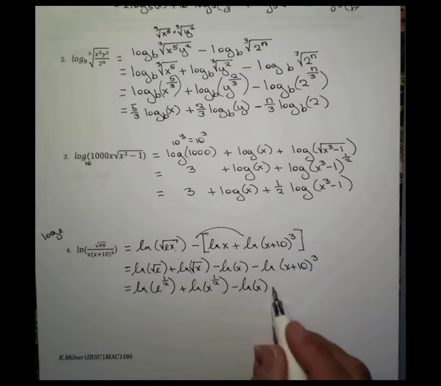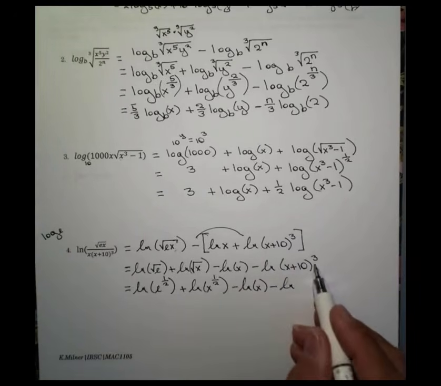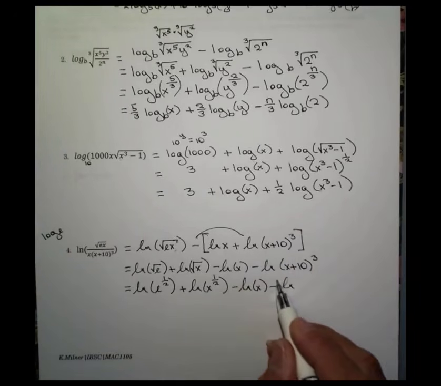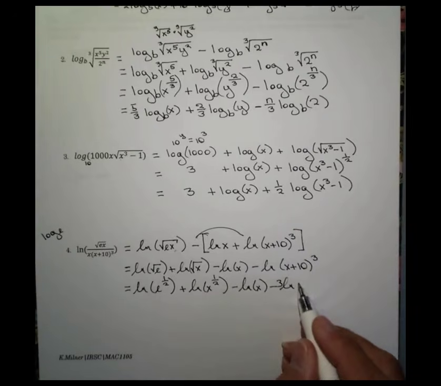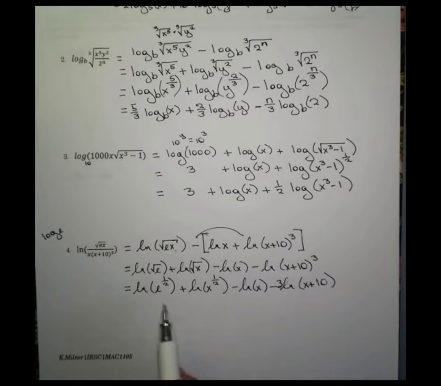And this one is going to be minus ln. And this one, I should have gone ahead there and said, let's take the 3 out front, right? And say it's ln now of x plus 10. 3 ln of x plus 10. So I took care of that one. Now look at them one at a time and see what we can do.